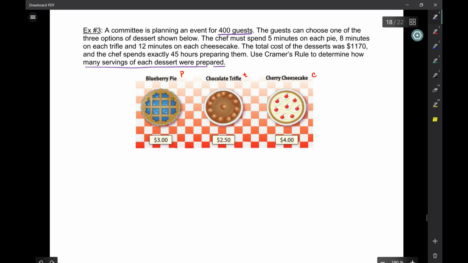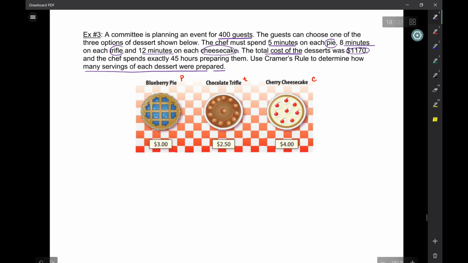Now let's read this over again, knowing what we need to find. There are 400 guests. The guests can choose one of each. Okay, so the chef spends 5 minutes on each pie, 8 minutes on each trifle, 12 minutes on each cheesecake. Okay, so we have some time amounts here. The total cost is $11.70. And then he spends exactly 45 hours preparing them. Okay? All right, so now we need to sort this out.